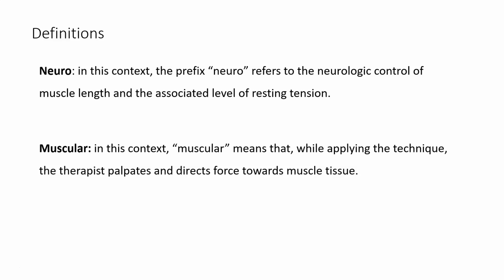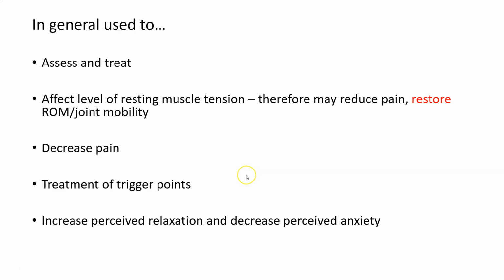Muscular, of course, in this context means that while applying the technique, you are palpating and applying direct forces towards or on the identified or target muscle for the treatment. In general, these neuromuscular techniques are used to assess and treat. Obviously, our assessment would be within the context of the 5Ts, and then treatment, of course, because we do affect the direct muscle that we've identified, possibly as the primary problem or associated muscles around it.